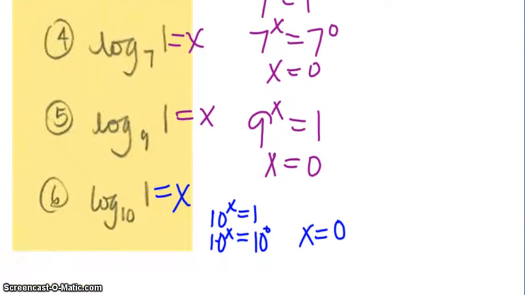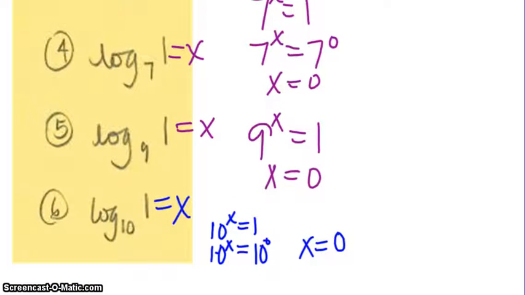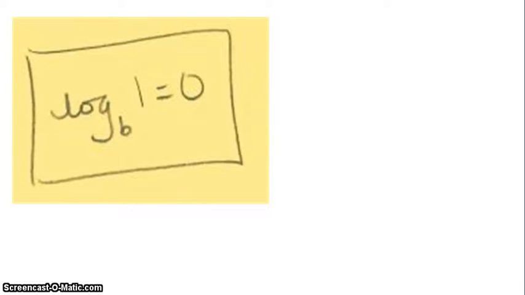And this leads to this. It doesn't matter what your base is. Your base can be anything. It can be 9, it can be 8, it can be 73, but the log of any base of 1 is going to be 0, and that's because any base raised to the 0 is equal to 1. Isn't that cool?